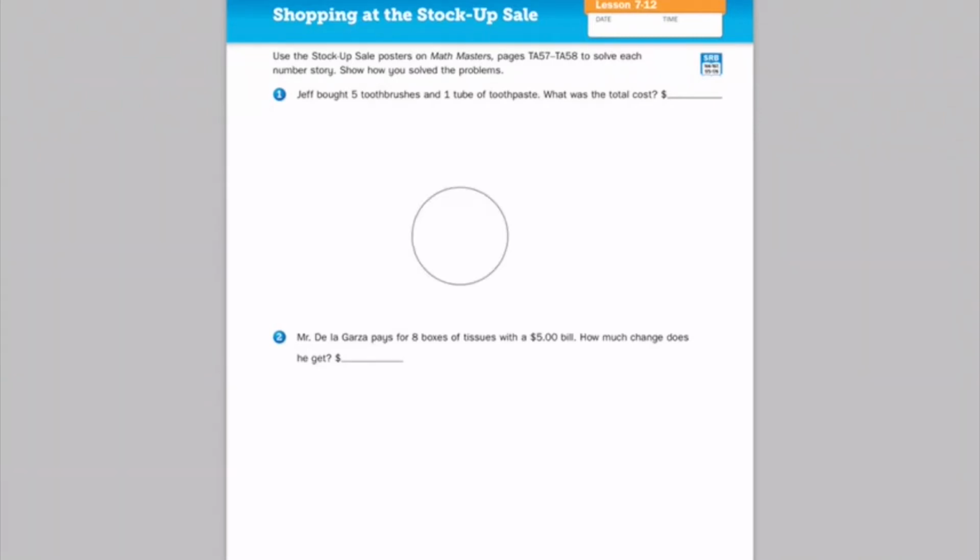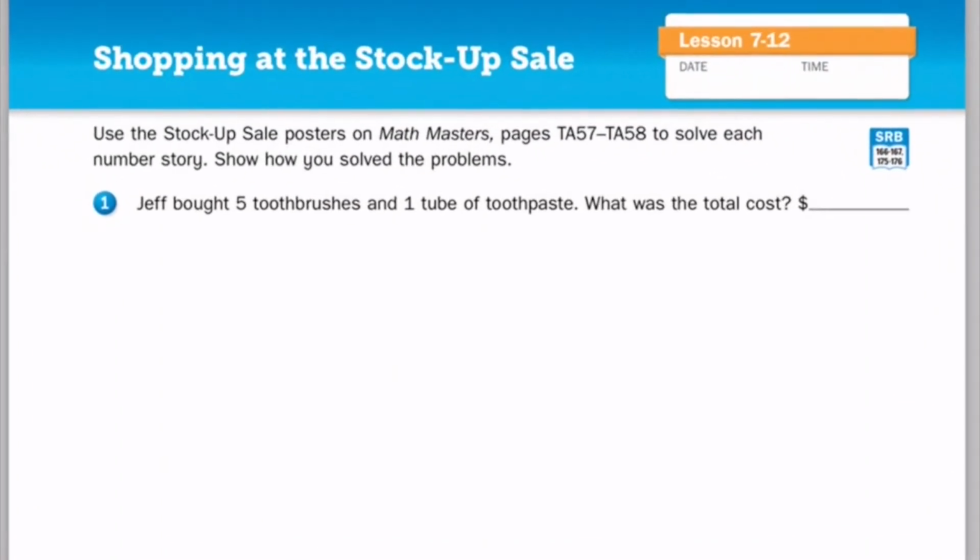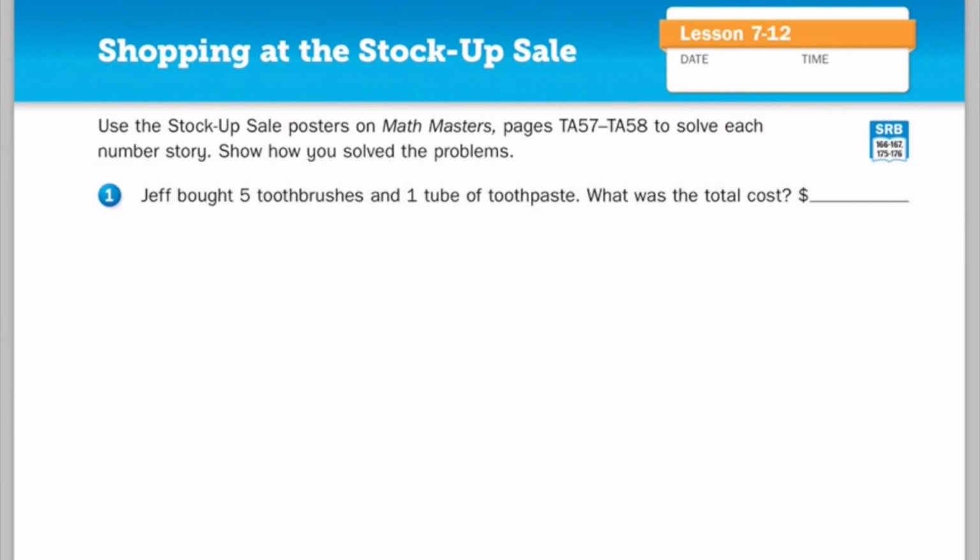If you are following along with me, we are doing the journal pages for lesson 7-12. So it says shopping at the stock up sale. We're going to be using the same prices that we did in the math message and the examples. You can find those prices online if you search under Math Masters and search these page numbers, because I'm not quite sure if they include it in your student journal or not, because I only have access to the online version.